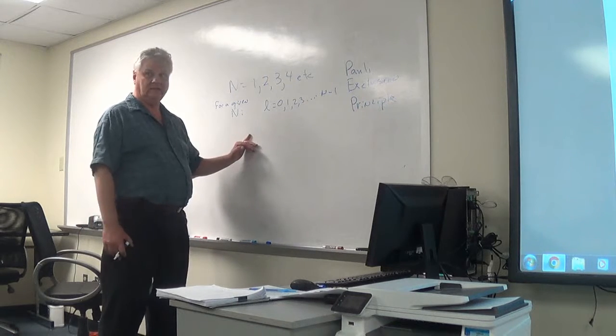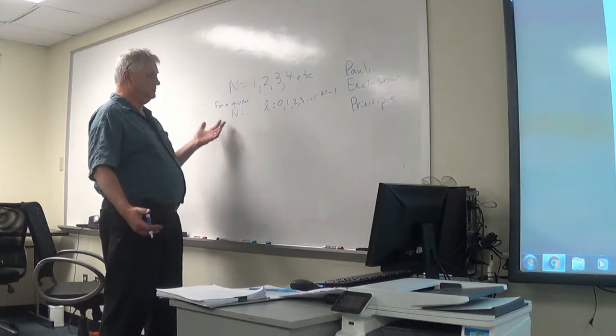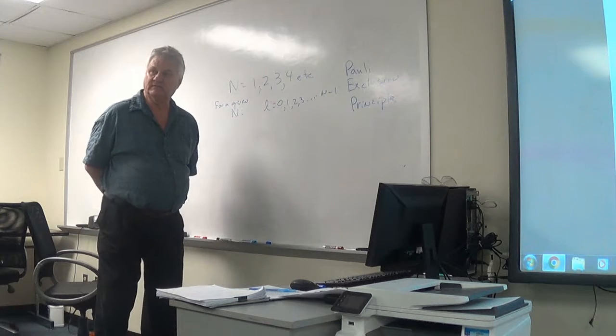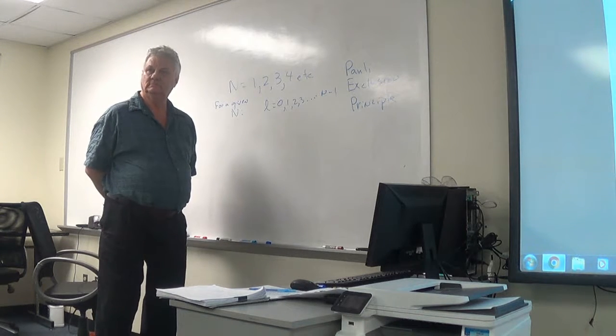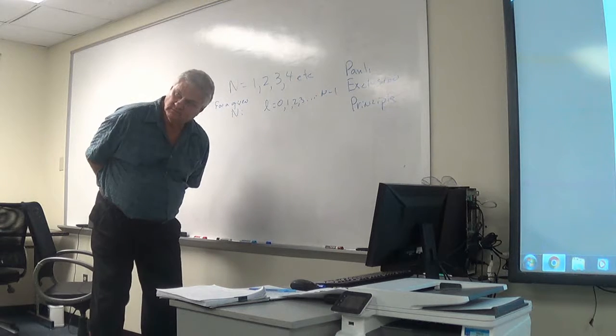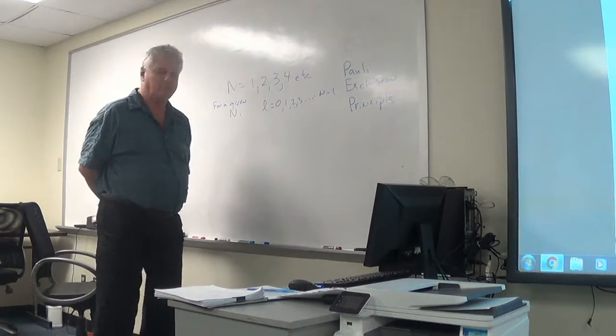Does everyone see? What if n is equal to 4? What are the possible values of L? 0, 1, 2, 3. That's it. Like taking candy from a baby, right?